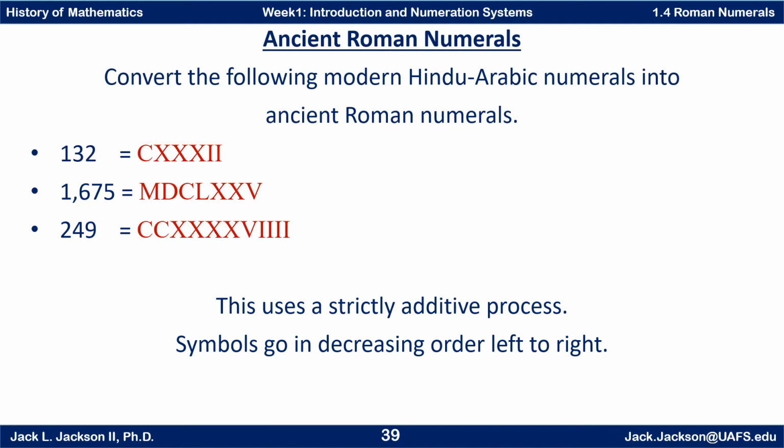249 is CCXXXX, and then the 9 we make is VIIII. Notice that this one uses the maximum repetition of 4 symbols that are the same, and it does it twice, both for the X's and the I's. This uses a strictly additive process. Symbols go in decreasing order from left to right.